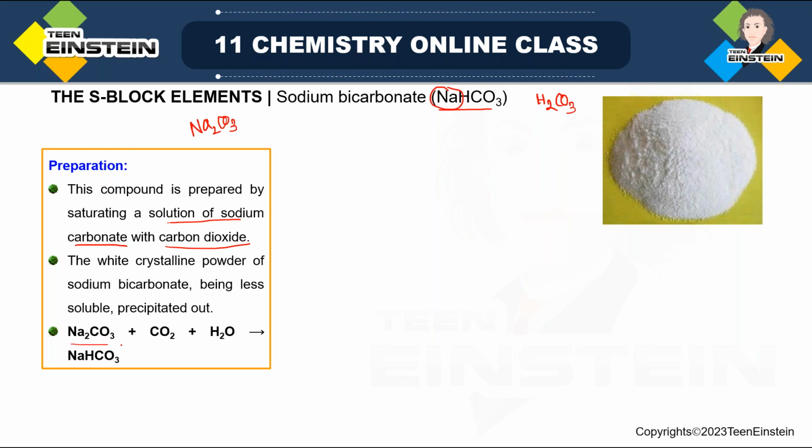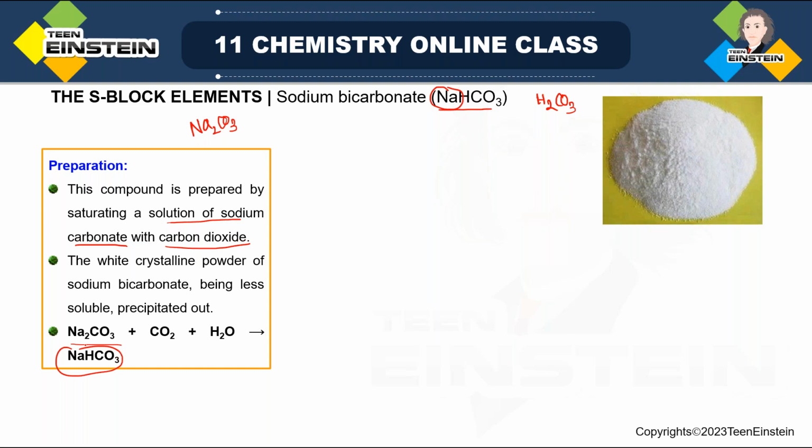So look at the reaction. Na2CO3, which is the main source of sodium, you are treating with CO2 and H2O. Basically the preparation is done by saturating a solution of Na2CO3 with carbon dioxide. Now a Na2CO3 solution means water is obviously there. So in the equation you can see water is there, Na2CO3 is there, and you are saturating it with carbon dioxide gas. You are getting the compound NaHCO3, which is the desired compound. We are trying to synthesize it. And as the medium is water, this molecule has very low solubility, so you can get a precipitate.